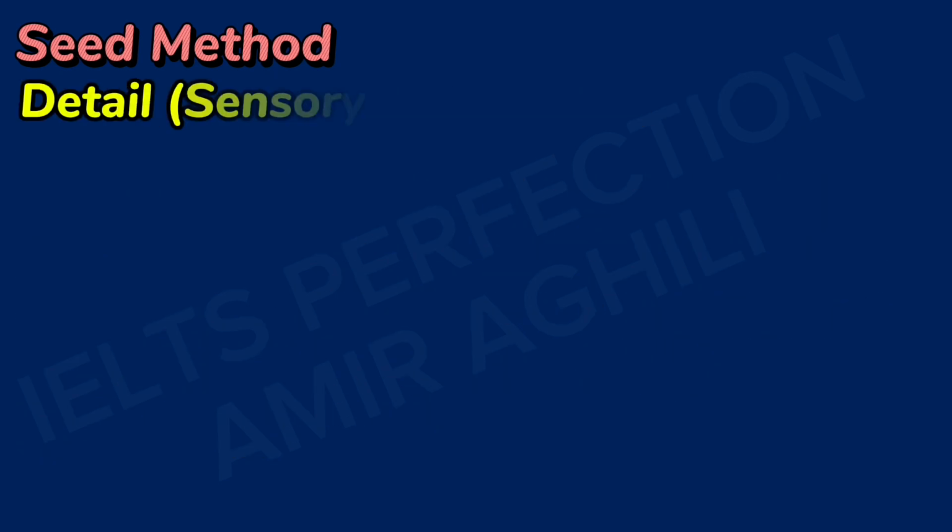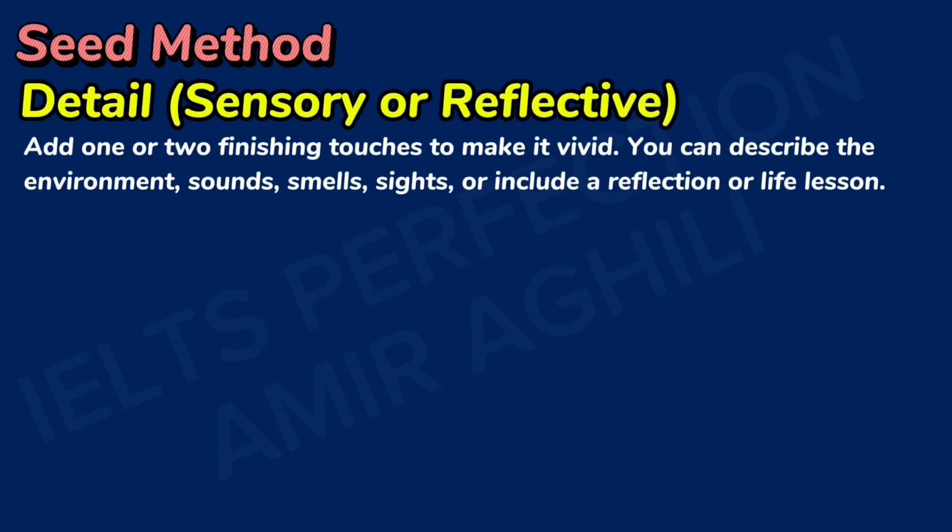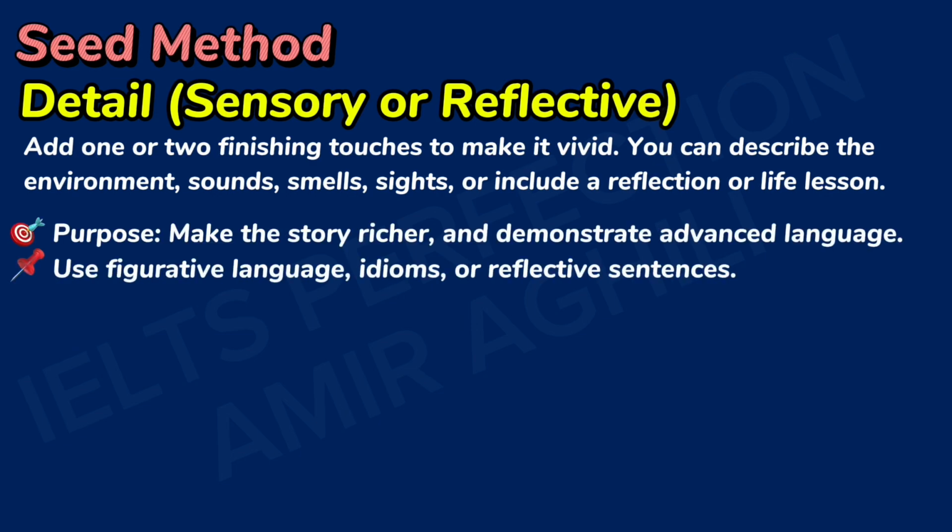The last part is detail. Add 1 or 2 finishing touches to make it vivid. You can describe the environment, sounds, smells, sights, or include a reflection or life lesson. The purpose of this part is to make the story richer and demonstrate advanced language. You can use figurative language, idioms, or reflective sentences.